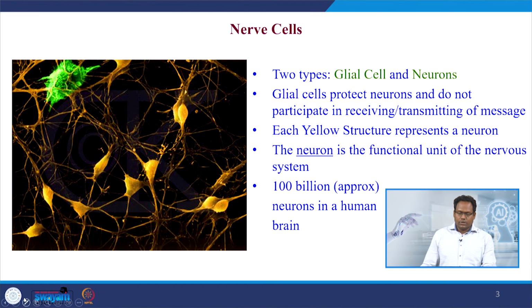So, we will start with the introduction part. First we start with the biological neural networks. The important thing is nerve cells. Two types of nerve cells are there, which are glial cells and neurons. The glial cells will not take part in transmitting or receiving messages, rather it will protect the neurons, and each yellow structure represents a neuron here in this schematic. The neuron is the functional unit of the nervous system. Approximately there are 100 billion neurons in the human brain.